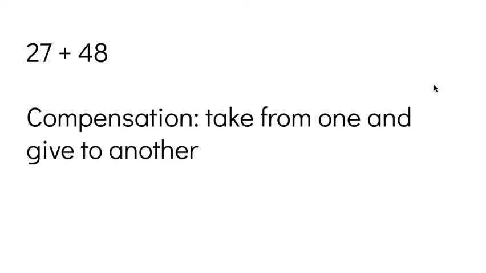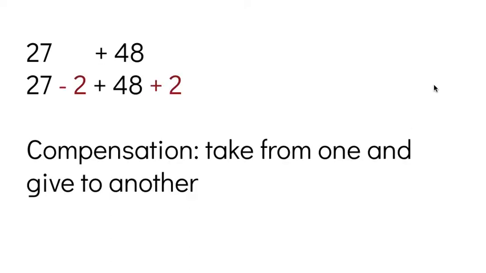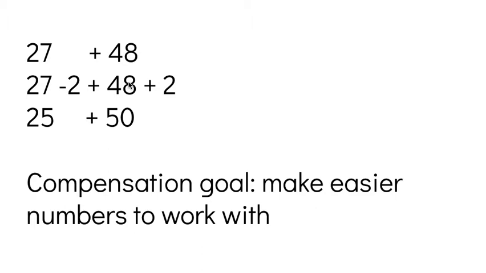So with compensation, we want to take from one and give it to the other. So I'm going to take 2 from 27 and give it to 48. Why? Because I wanted to make 48 a number that was easier to work with. It is so close to 50. So I took 2 from 27 and I gave it to 48 so that I could come up with 25 plus 50 instead.